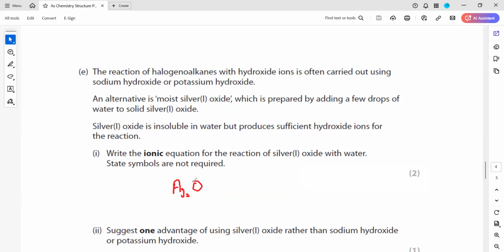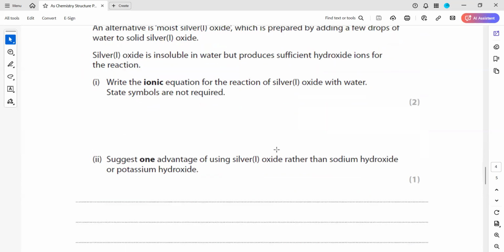The equation will be Ag2O plus water will form silver ion. How many? Two of them, and it will form 2 hydroxide ions. That's it. This will be aqueous. This is liquid, and this one is solid. Is it clear, this ionic equation? So this is the answer. You are not supposed to write AgOH to AgOH because that means it is an overall equation. But in an ionic equation, we represent the ions which are dissolved in aqueous form separately. If there were common ions, we cancel them out.